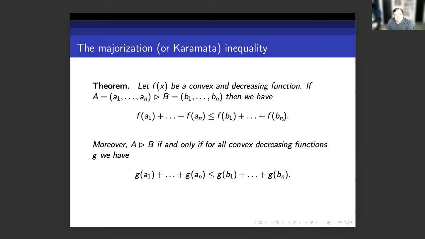This inequality extends the previous one, the Jensen inequality. Here we do not consider only the average; we can consider any b. If a majorizes b, this inequality works for all such b. Of course, we can say nothing if a and b are incomparable, because it is a partial order. It is not necessarily true that any two vectors satisfy majorization. Actually, a majorizes b if and only if for all convex decreasing functions g we have this inequality. So it is an if and only if theorem in some sense.